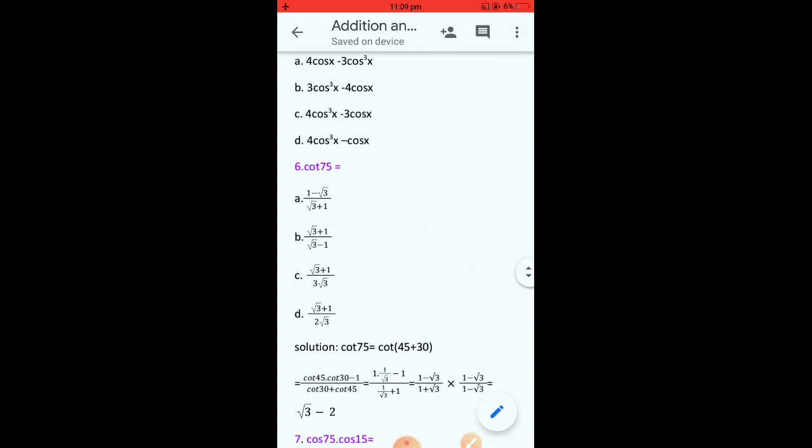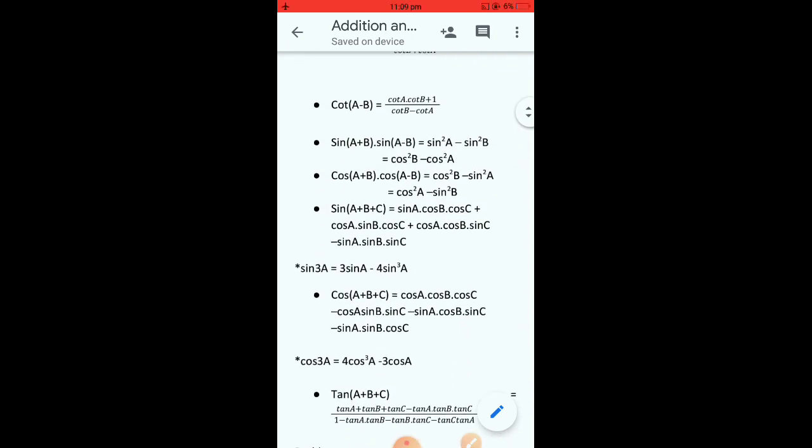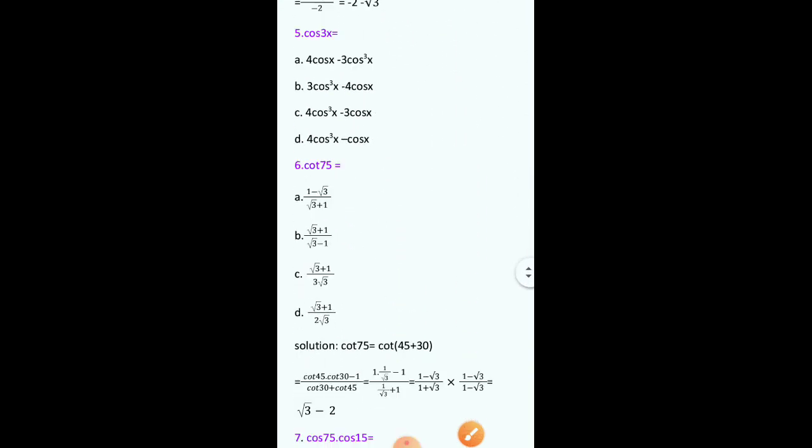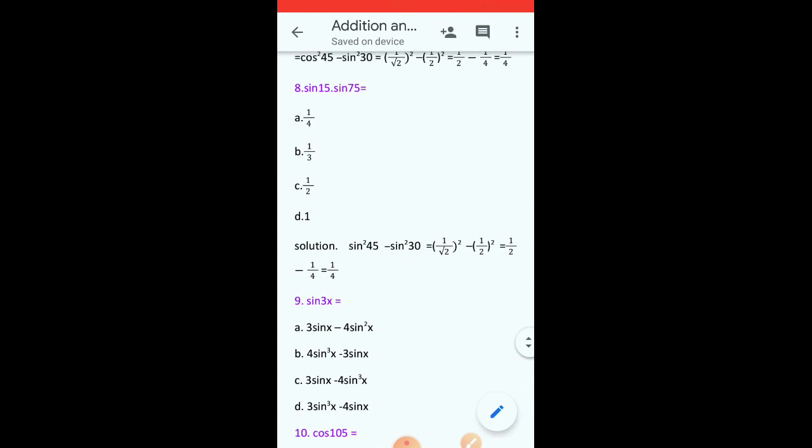And the next question is sin 3x. We have sin 3x from the given formula. You can clearly see from here, sin 3a is equal to 3 sin a minus 4 sin cube a. So for x, we get 3 sin x minus 4 sin cube x. That means option number C is the correct answer.